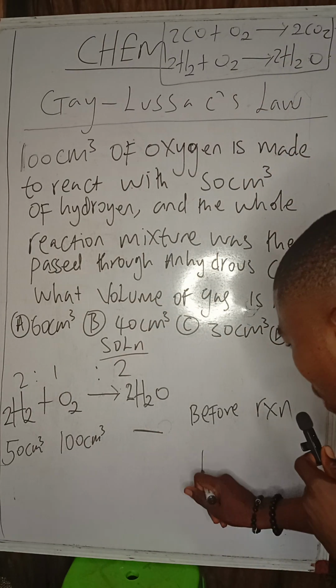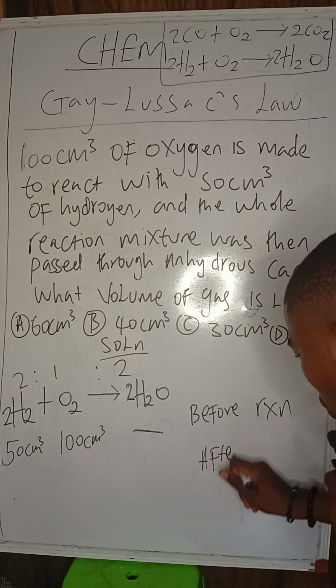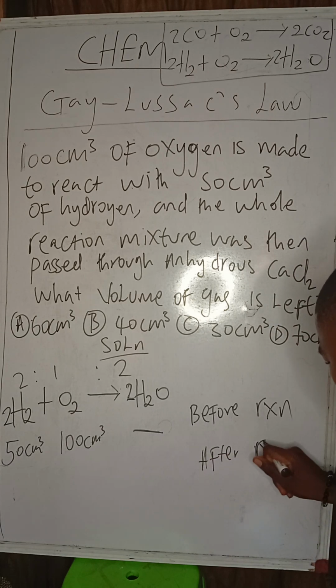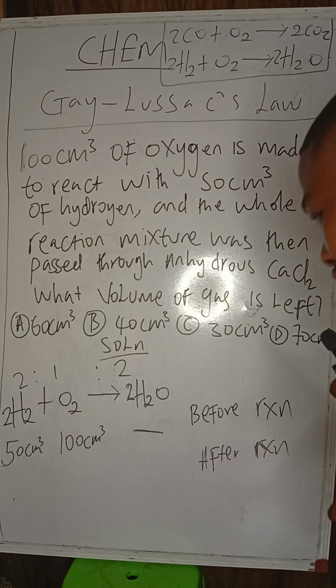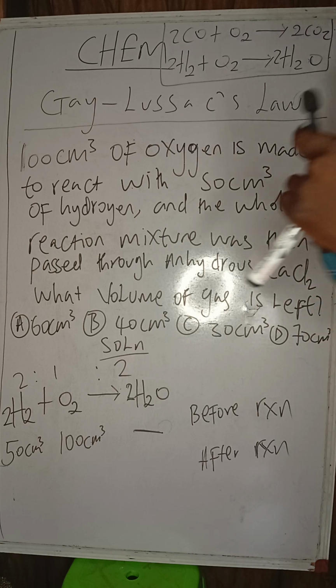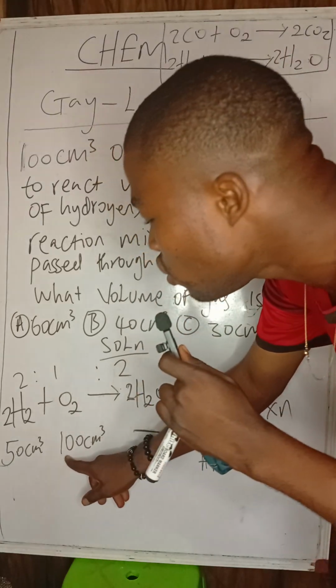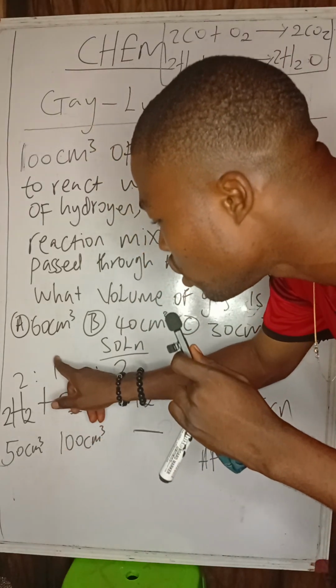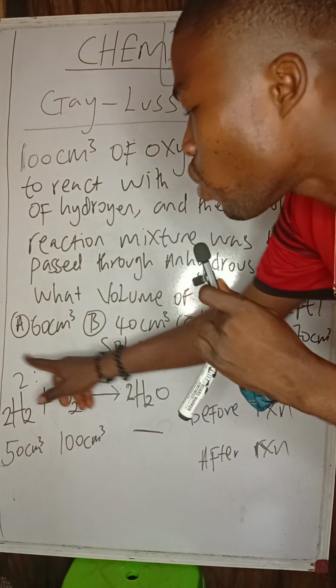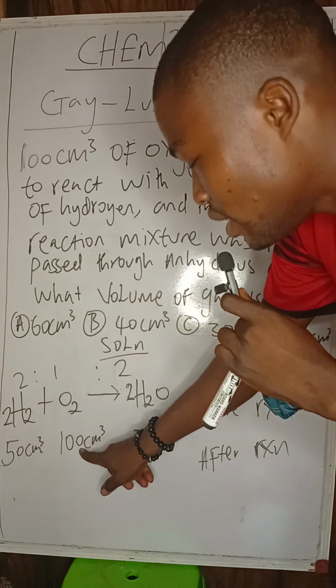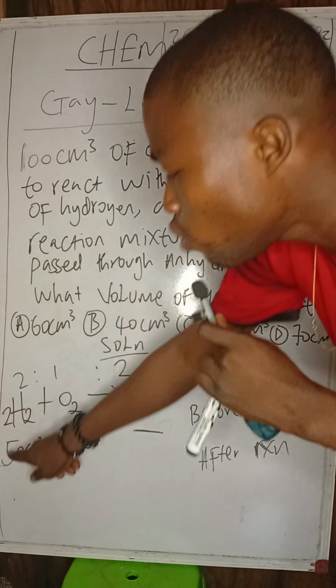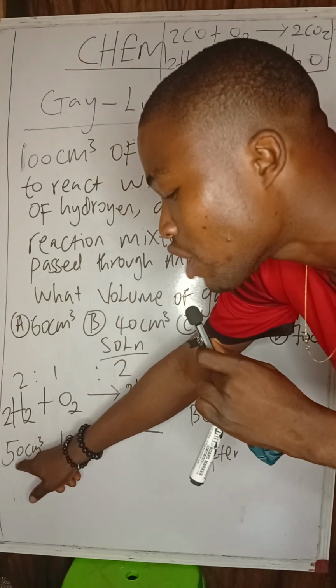So what about after reaction? After reaction, what will be the value of their volumes? We need to know who is in excess and who is limiting. If 100 is taken as standard, 100 is in the ratio 1:2, that means 100 will require 200. 100 is taken as standard, we require 200. But we don't have up to 200 for the reaction.